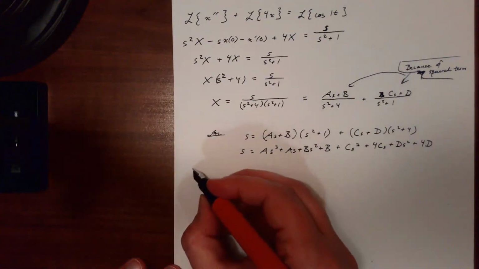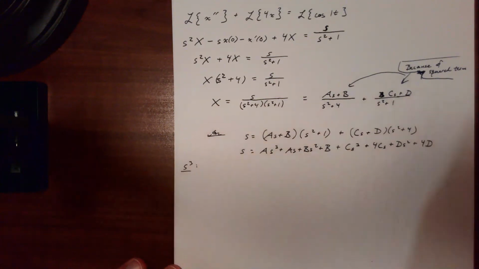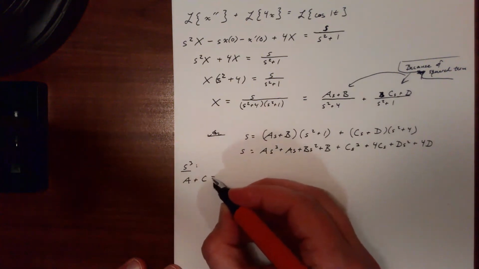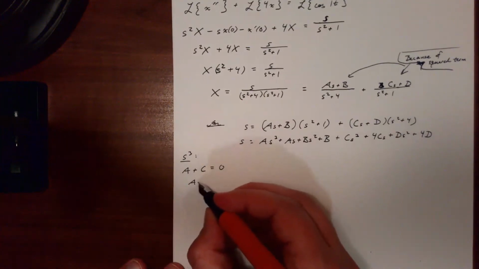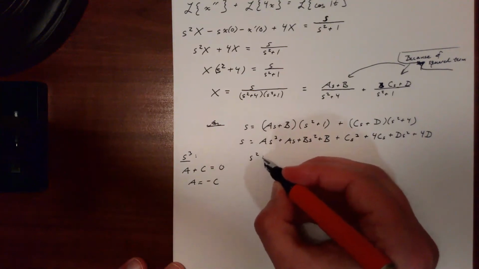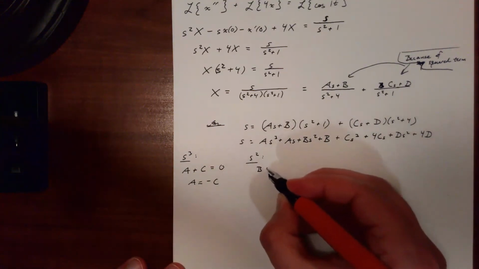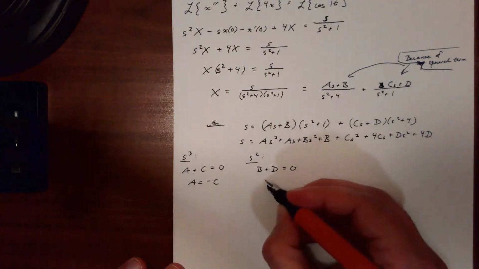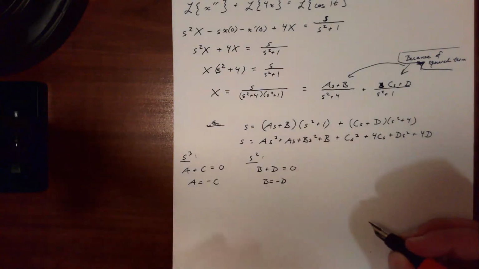So then, if we just look at the pieces, the s to the third terms, it's going to be A plus C, and there's none on the other side. So A plus C equals 0. Just as a note, that means A equals negative C, for example. For s squared, it looks like B plus D on one side, nothing on the other. So that means B equals negative D, again, just something to keep in mind.